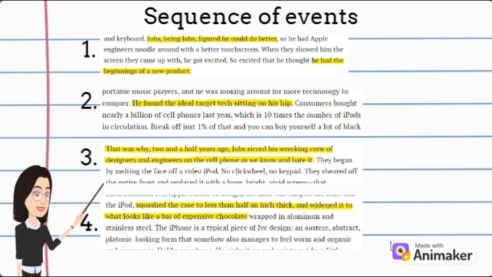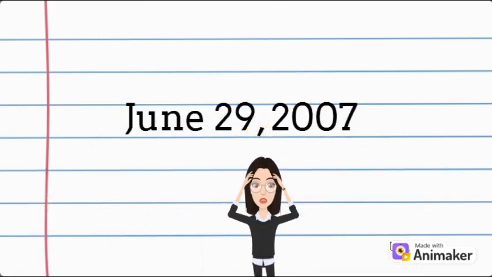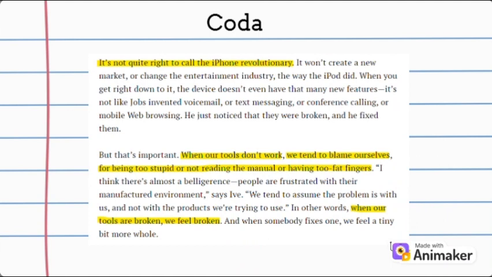And it is important to mention that while the resolution would be that they create and release the iPhone to the world, the first iPhone was released on June 29 of 2007. Therefore, we do not have an immediate resolution in this narrative text, but we do have a coda, and the author of the text gives a final reflection on the upcoming release of this phone and the way we use technology in our lives.